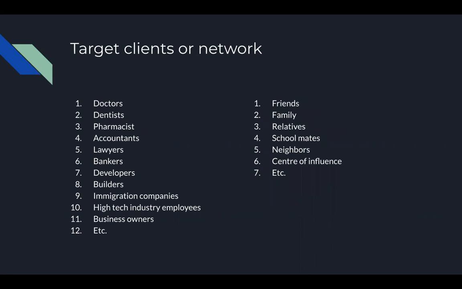Target clients, right? You don't want people who don't have money or income to know you, because they won't buy a house from you. So your target clients would be people who have higher income, like doctors, dentists, pharmacists, accountants, lawyers, bankers, developers, builders, etc. And people around you who will give you referrals, like friends, family, relatives, schoolmates, neighbors, centers of influence, right?